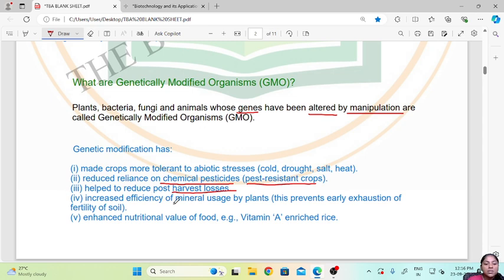Then there is increased efficiency of mineral usage by plants. This prevents the early exhaustion of soil fertility. It has also enhanced the nutritional value of food. Using biotechnology in producing these crops, they can enrich the nutritional value of the crops. For example, vitamin A enriched rice. Whatever rice variety they had, they have genetically modified and enriched the rice crop with vitamin A.